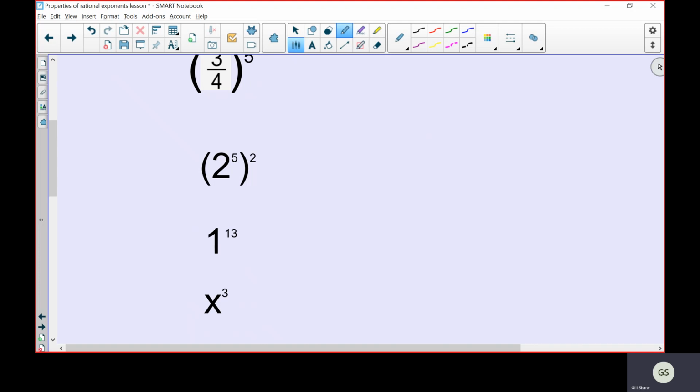Why is it 2 final? I know. What does it mean? What did I just say? Same concept I just did. That's why that one's up there. What's in parentheses, and then how many times are you multiplying it by itself?